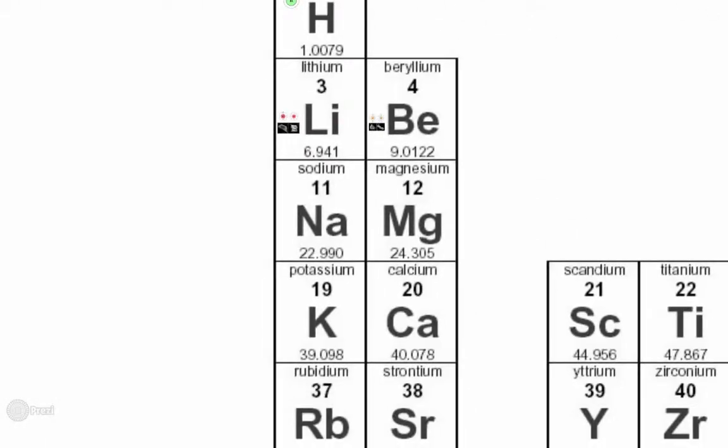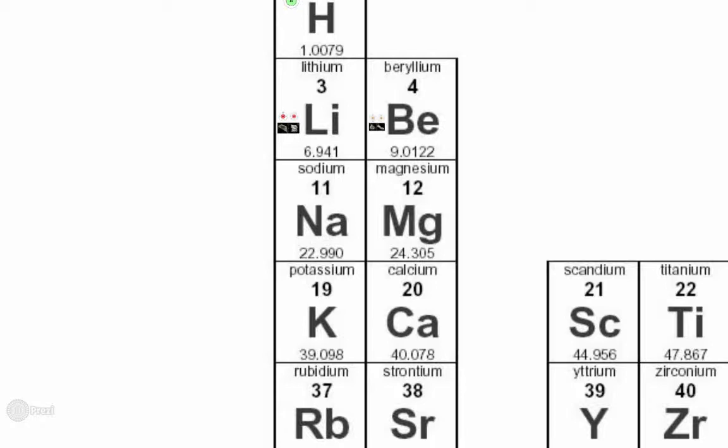Now group 1 are called the alkali metals, and they start with lithium and go down all the way to francium. And these metals are extremely reactive and are never found in nature in their pure form. They are silver colored and shiny. Their density is extremely low so that they are soft enough to be cut with a knife.